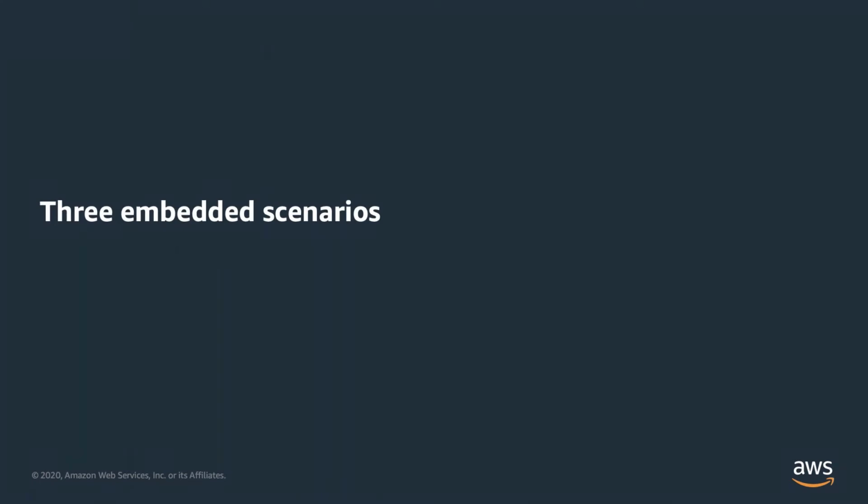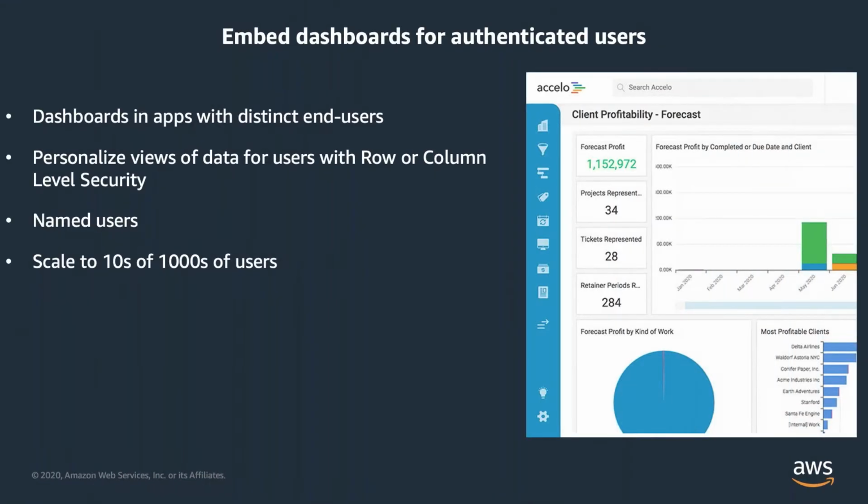Now, QuickSight offers all of these benefits via 3 embedded scenarios or flavors. Let's start with the first one, where we embed a dashboard with user provisioning. And by user provisioning, I mean creating users within QuickSight that match your application's users.